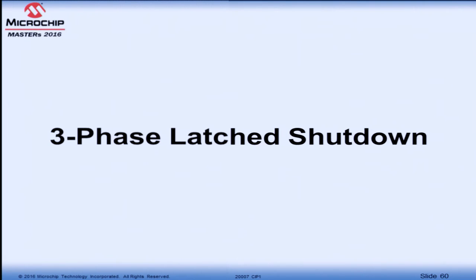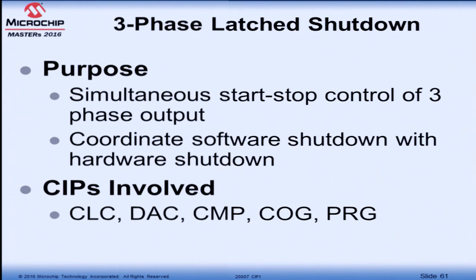Three-phase latch shutdown. It's another solution to a problem. So the purpose in my three-phase system, I've got COGs. The COGs are independent. And I need to be able to start, in a three-phase system, all three COGs simultaneously. So I need simultaneous start and stop control of the three-phase output. And I want to coordinate that software startup and shutdown with a hardware startup and shutdown.